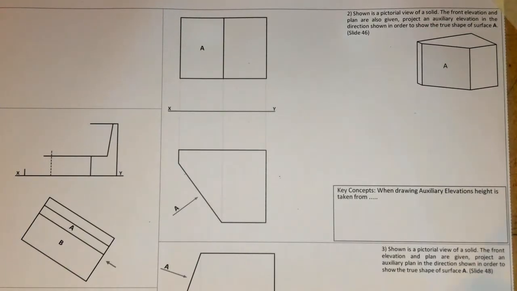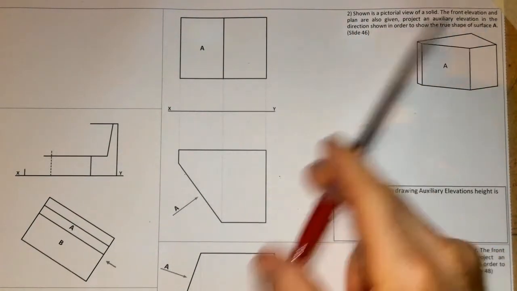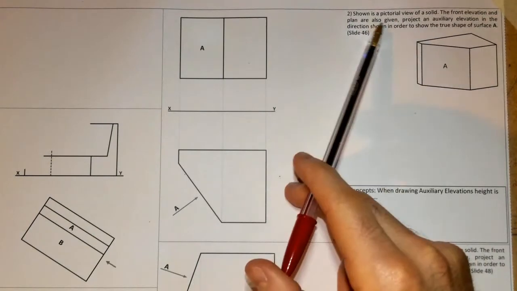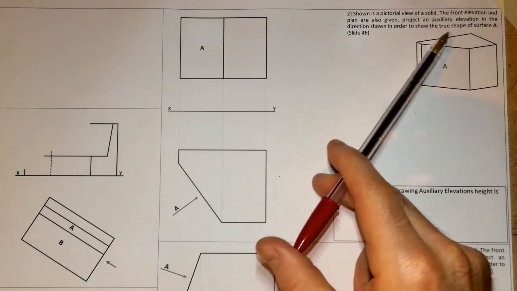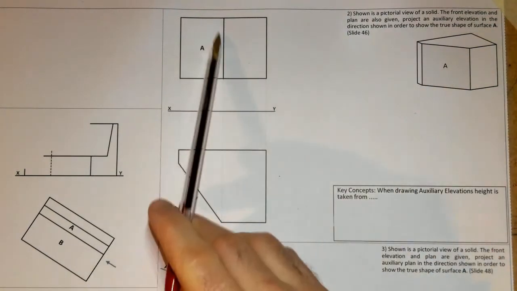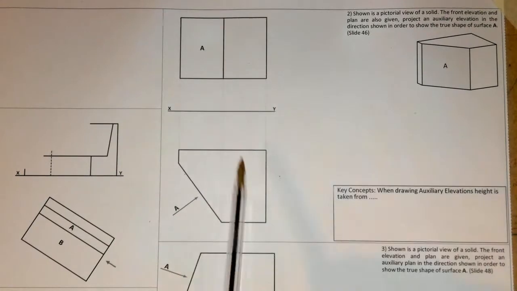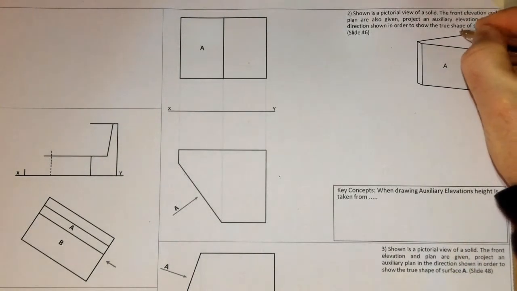So first of all, question number 2. It says, shown is a pictorial view of a solid, the front elevation and plan are also given. Project an auxiliary elevation in the direction of the arrow in order to show the true shape of the cut surface A. Essentially what we have here is the elevation up here, and the bird's eye view down here, our plan. The elevation is facing from the direction of this arrow, and the bird's eye view is projected from above.